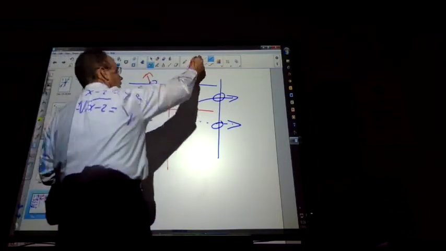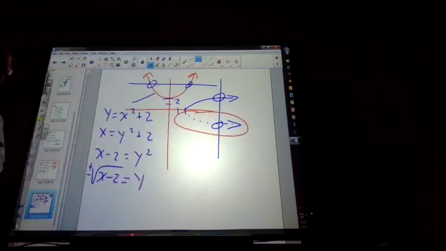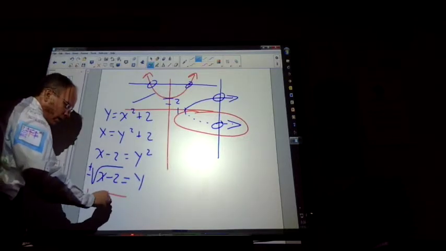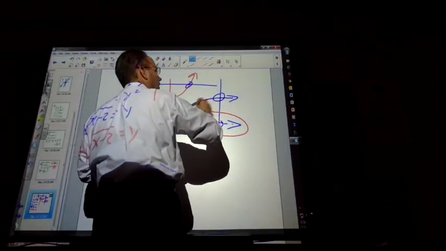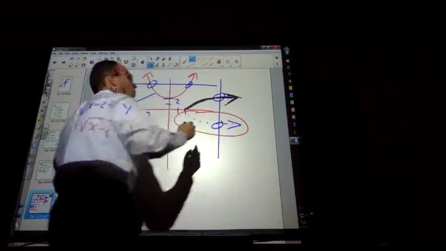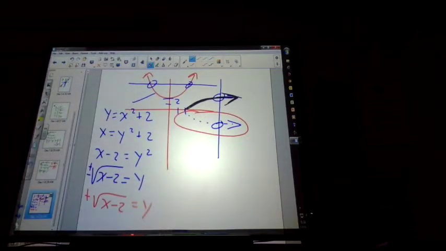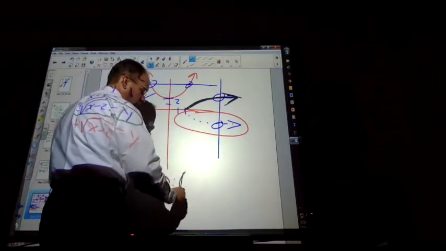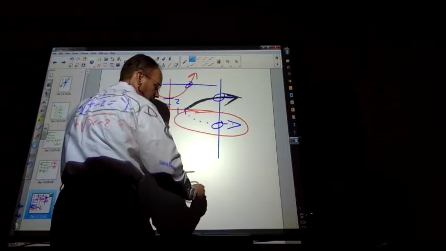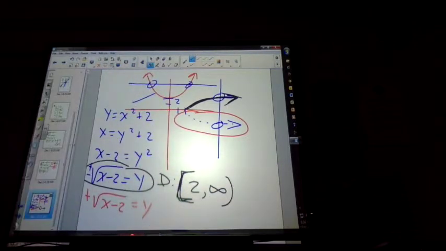So what you have to do here is take this portion and restrict it, which becomes just the positive component of that, which then becomes just this. So what is the domain of that black line? What are the x values? Where does it start? 2. Where does it end? Infinity. So this is the inverse as long as the domain goes from square bracket, because you include 2, to infinity. That's the only way you can say I have an inverse function. I've restricted the domain. It starts at 2, goes to infinity.